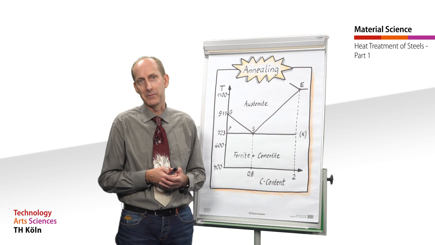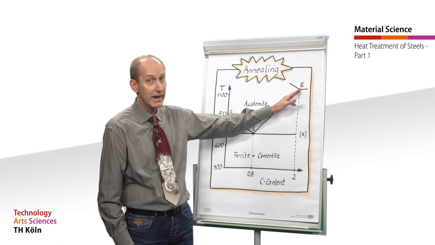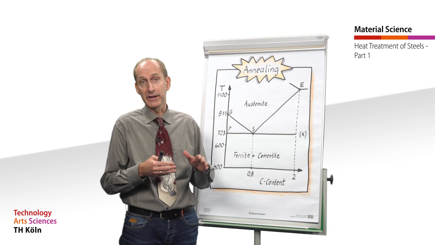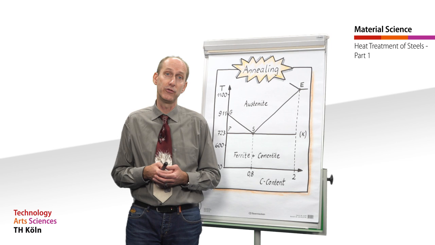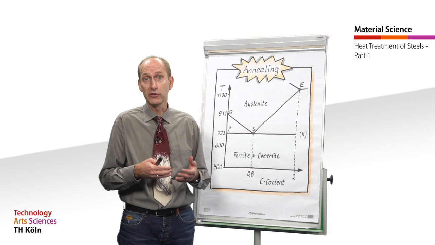For hypereutectoid steel, the transformation at the ES line can also be of interest. If the transformation is below the ES line, cementite precipitation occurs preferentially at the grain boundaries. And if it is above the ES line, this is referred to as cementite dissolution.